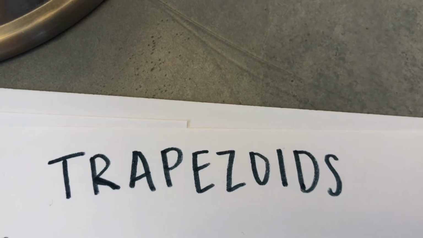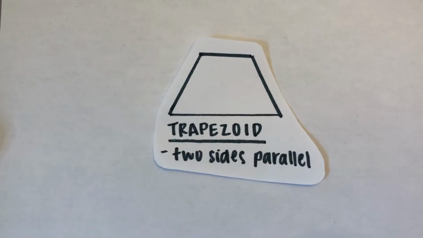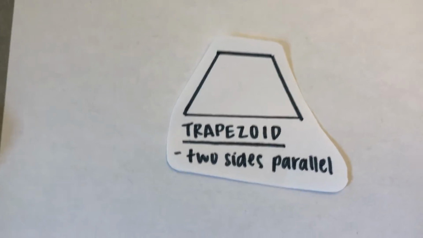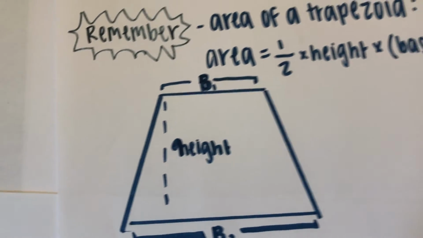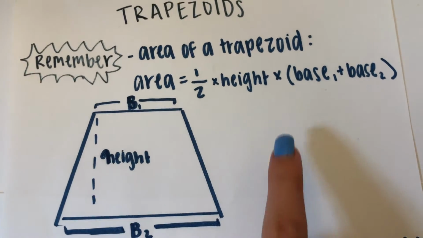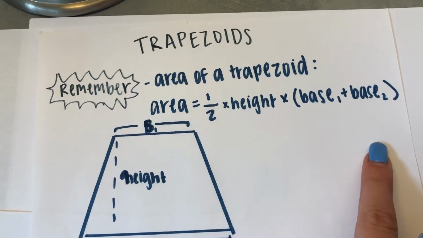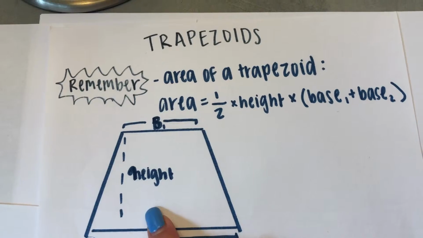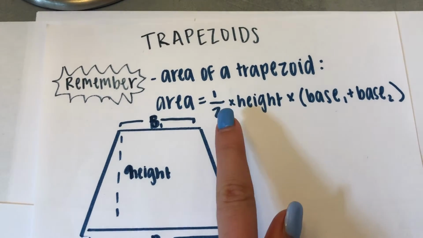The next quadrilateral is a trapezoid. A trapezoid is a four-sided figure that has two sides that are parallel. To find the area of a trapezoid, we must remember to add base 1 and base 2, and then multiply it by the height of the trapezoid, and then multiply it times half.